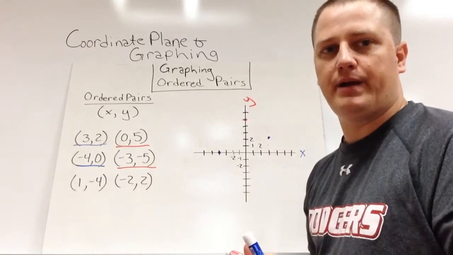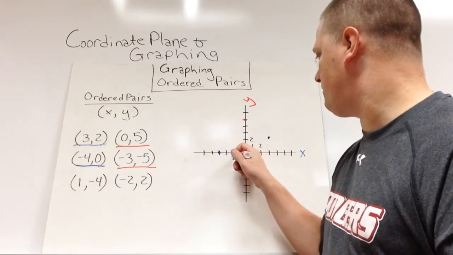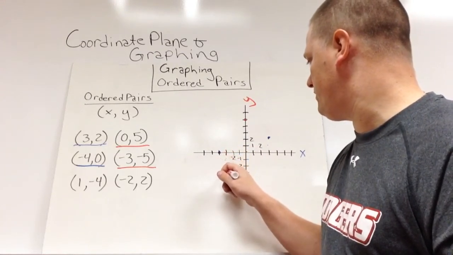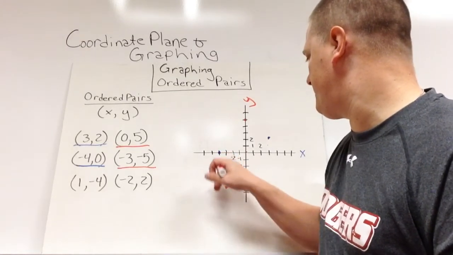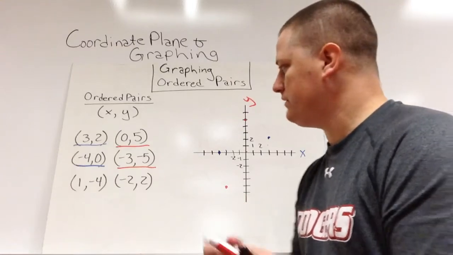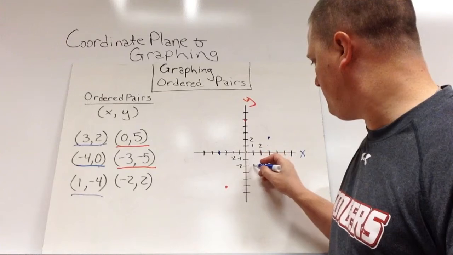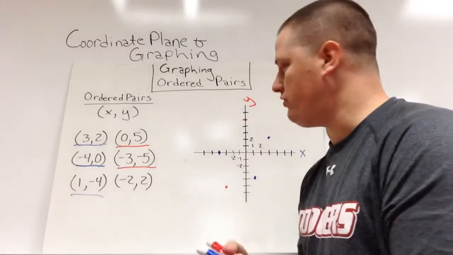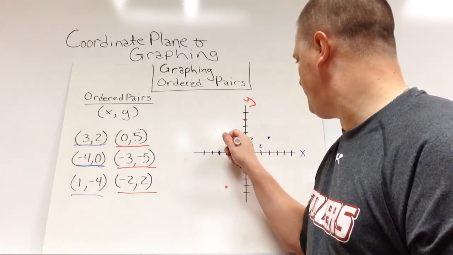Next one, negative 3, negative 5. So negative 3 tells us to go left 3. 1, 2, 3. And down 5. 1, 2, 3, 4, 5. And my last two, 1, negative 4: 1, then down 1, 2, 3, 4. And negative 2, 2: 1, 2, and up 1, 2.